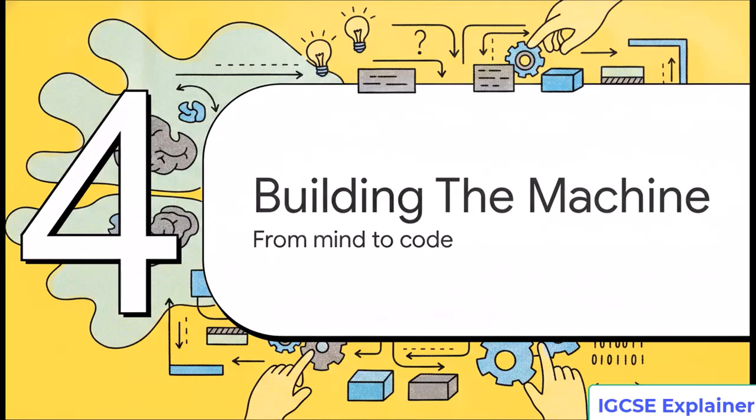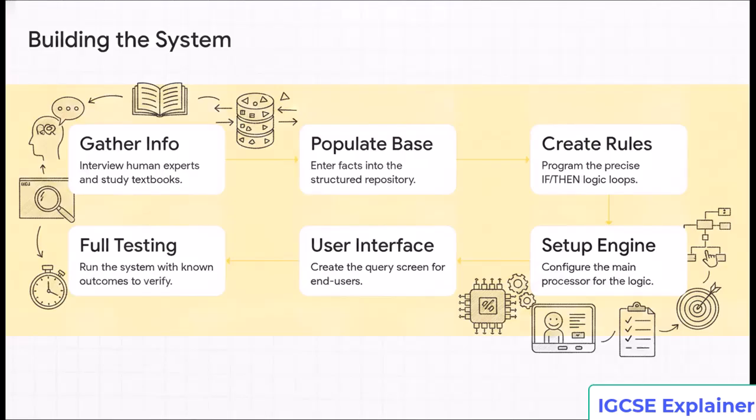Moving right along to Section 4, building the machine, taking this from the human mind into digital code. Building one of these expert systems is a highly detailed, 6-step sequential process. Step 1 is gathering the information. Literally sitting down, interviewing human experts, and poring over textbooks or research papers. Step 2 is populating the knowledge base, meticulously entering all those structured facts into the repository. Step 3 is creating the rules base, which means programming those precise if-then logic loops we just covered.